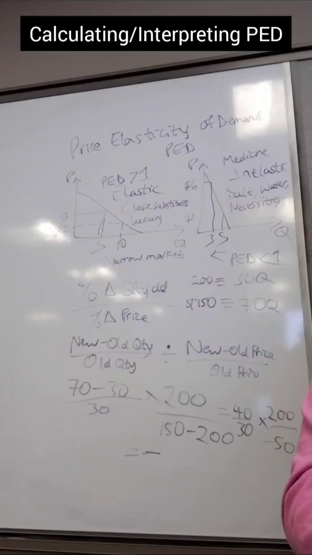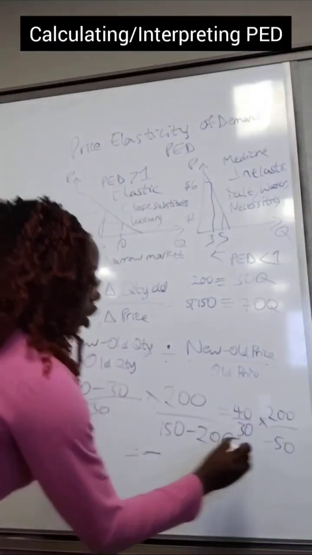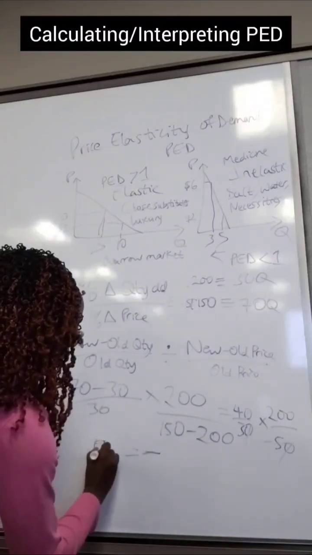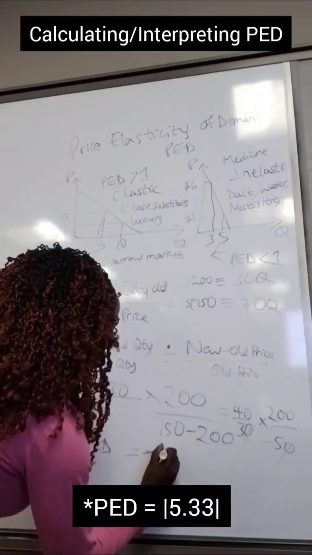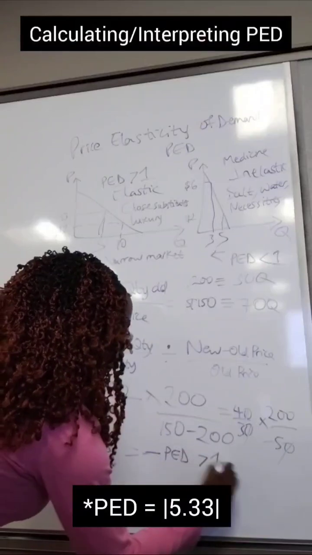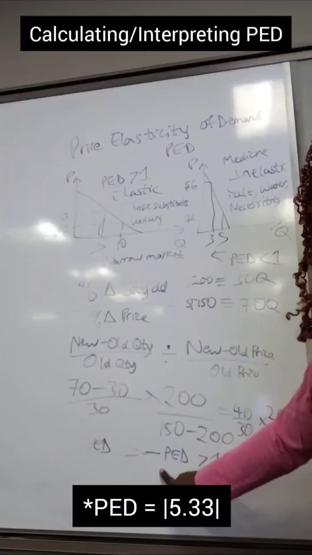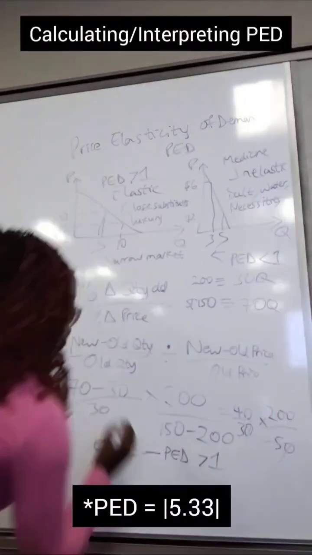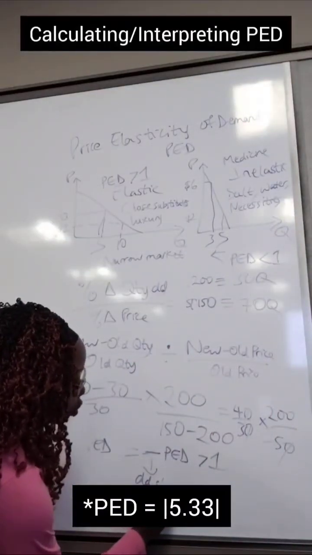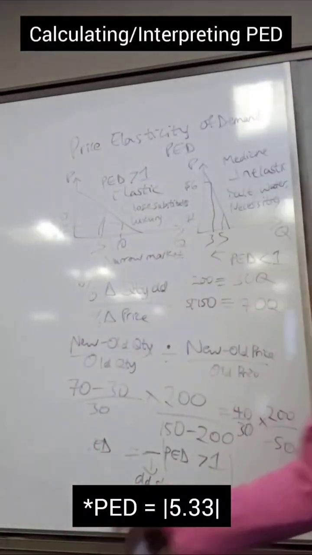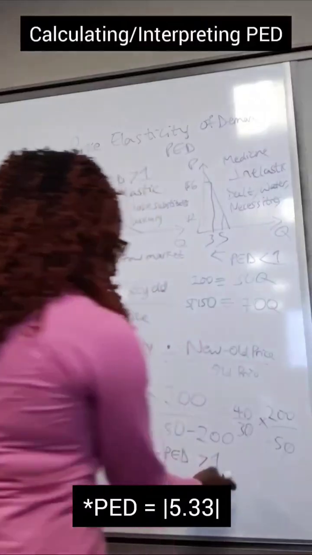Okay, so by the time you do this calculation, you're going to see that you're going to get a PED that is greater than 1. So minus PED that is greater than 1, okay? So remember, you don't pay attention to the negative sign because this negative sign is just for the slope, your demand slope, okay? So what you're looking at is your absolute value of your price elasticity of demand, right? And since it's greater than 1, you conclude that it is elastic, all right?